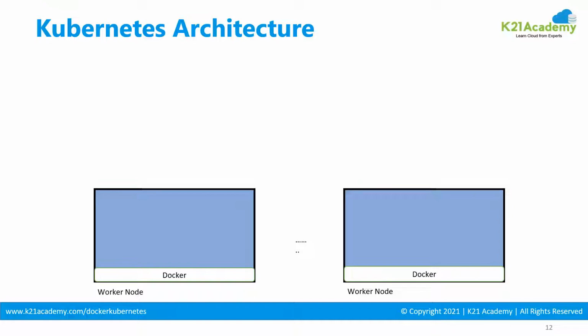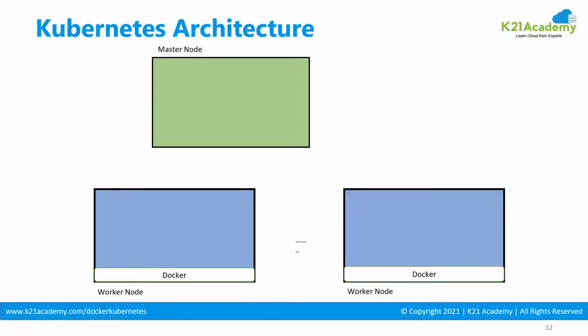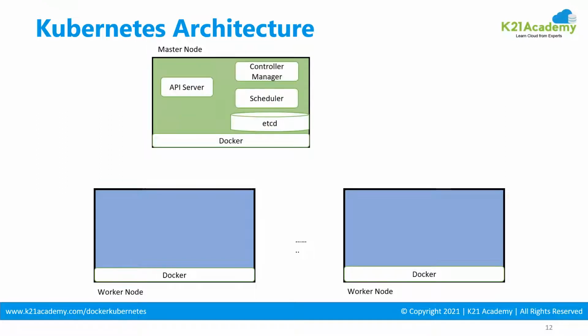But what is there on the worker nodes? On the worker nodes, we have a main component, that is a container engine. And on top of that, the main agent, which is a very important agent, is called a kubelet, residing inside the worker nodes. Kubelet is the captain of this particular worker node. That is what we discussed last time.